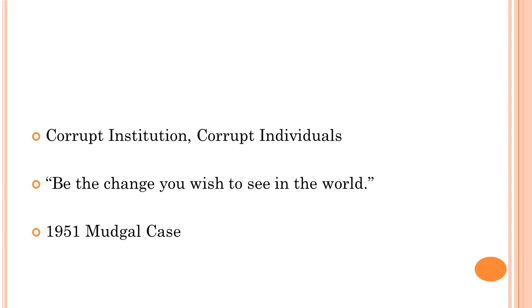Right now, NHRC, CBC, CIC, there are different independent institutions, parliamentary committees. So the thing is, propriety should not only be determined by these criminal codes, they can be determined by suitable independent institutions also. And what is the example for it? The example is 1951 Mudgal case.